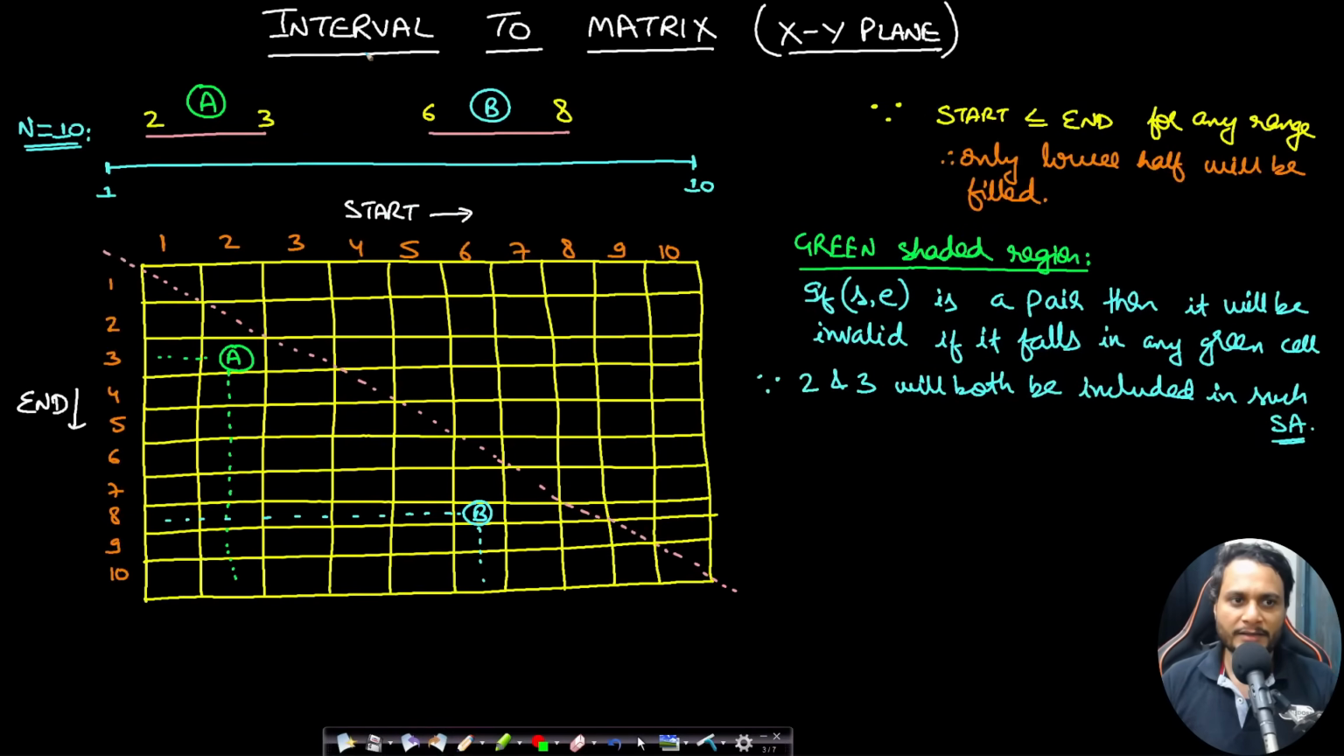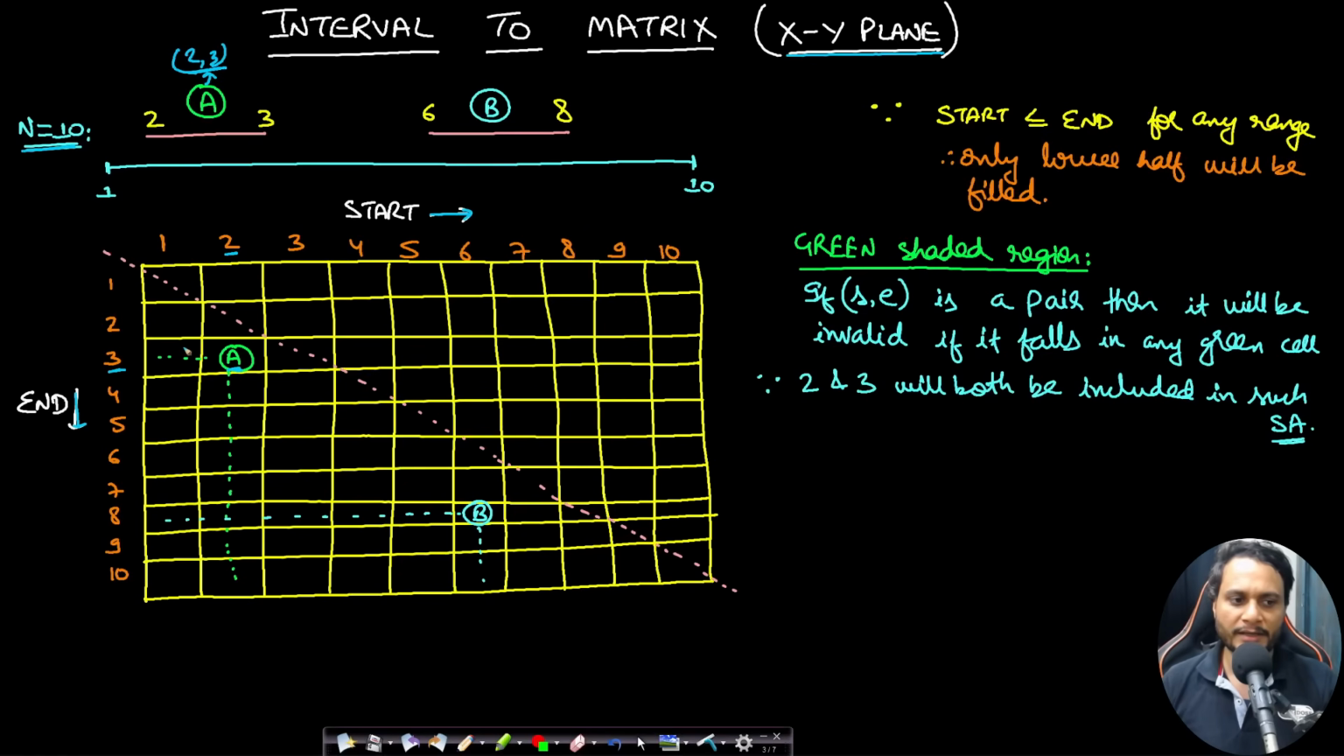Now let's try to understand the intervals in terms of a matrix using an XY plane. Let's say that our n value is equal to 10, so our timeline will be from 1 to 10. The first conflicting pair is 2, 3, the second one is 6, 8. Now I can always mark the conflicting pair on a matrix, and let's say that I mark this pair A as 2, 3. So how is this matrix built? The matrix column side is the start and the row side is the end. So when I say 2, 3, then I will go to the second column and the third row and mark the interval A here.